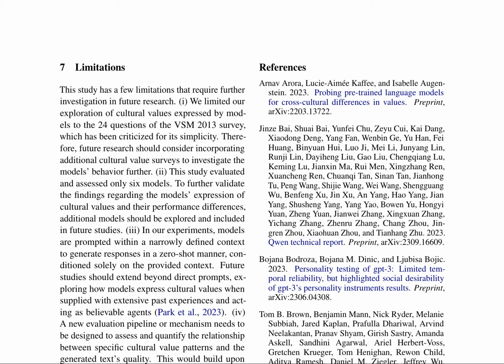Here is the combined summary. The study examines the expression of cultural values by large language models, LLMs, in response to questions from the Value Survey module, VSM, 2013.